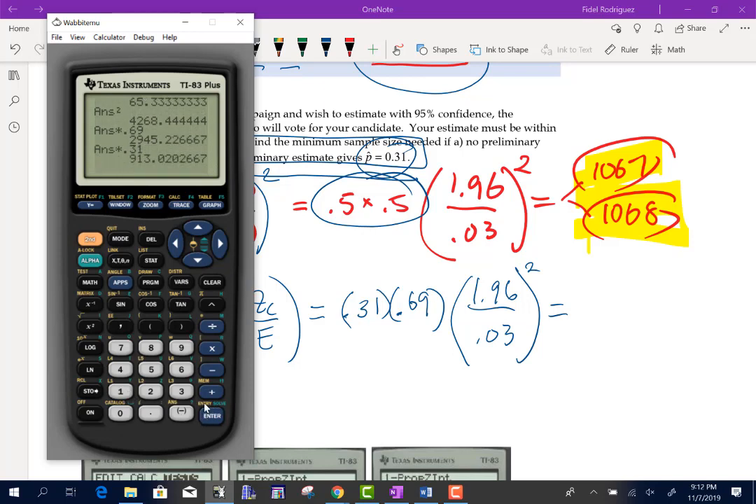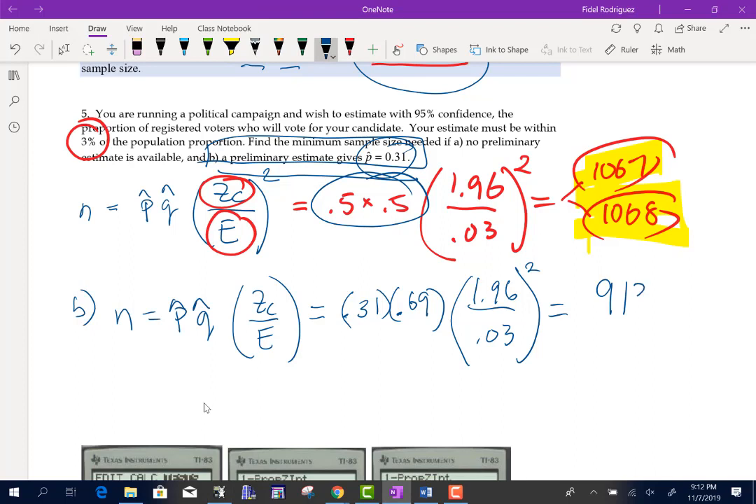It doesn't make any difference which one you multiply first. Guys, did you come up with 913? So again, if it tells me round to the closest whole number, I would put 913. If it says round up, then I would have put 914.